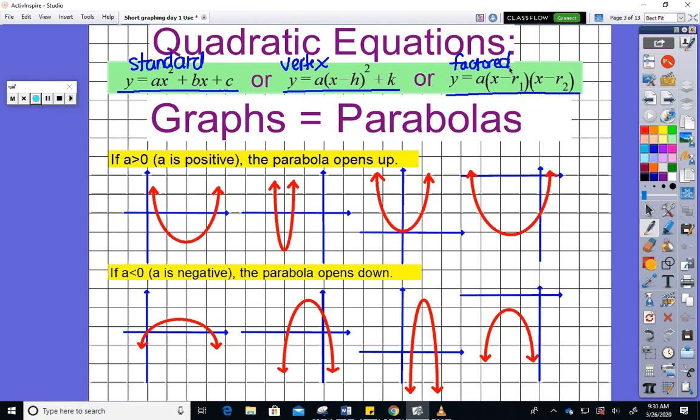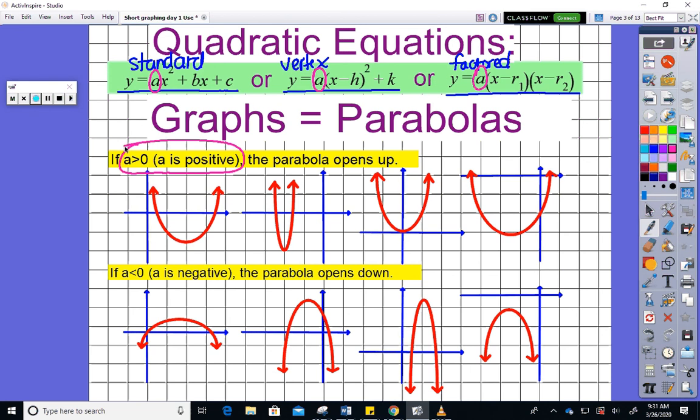All right? So it does not matter what form you're in. Notice you have an A in standard form, you have an A in vertex form, you have an A in factored form. That A value is the same A regardless of form. So notice if A is positive, the parabolas open up.